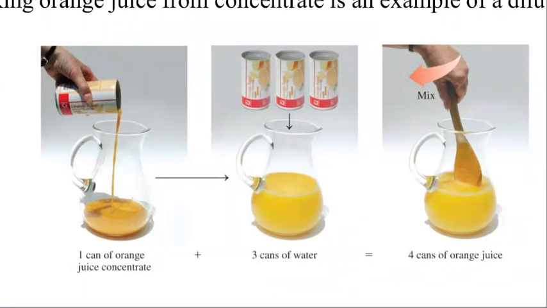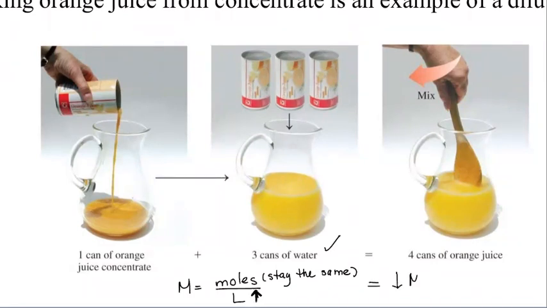So what we are doing is that we are increasing the volume, so that decreases the concentration. Because if we look at it mathematically, molarity equals moles per liter. So these stay the same. But once we add the water, we are increasing liters. And since we are now dividing by a larger number, that means that overall, there's a decrease in the molarity. Okay? Because overall, we started with one can, but then we end up with four cans because overall, that's all of the content that we have inside of our container.